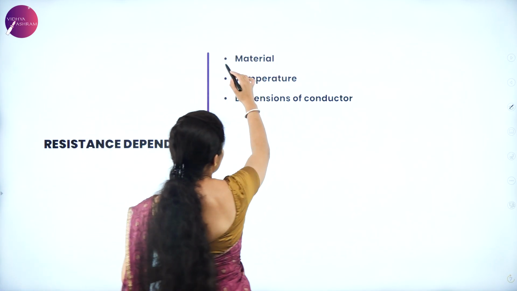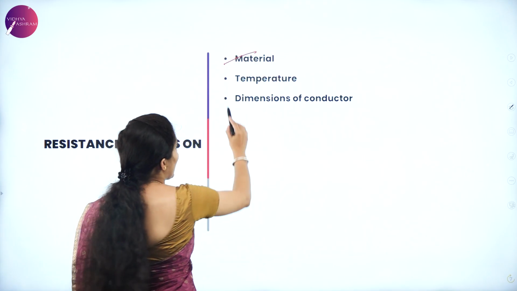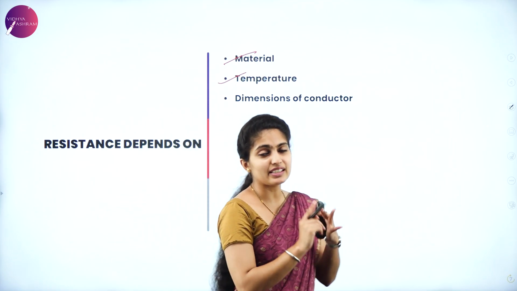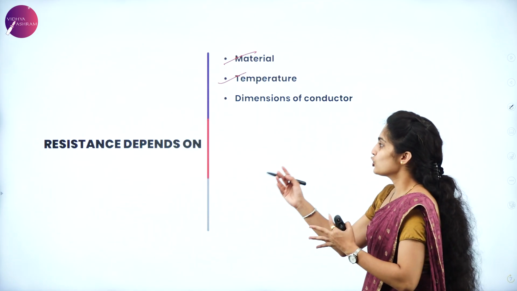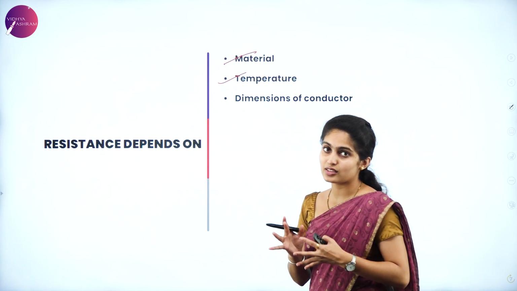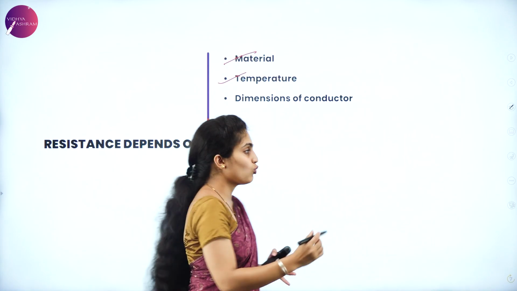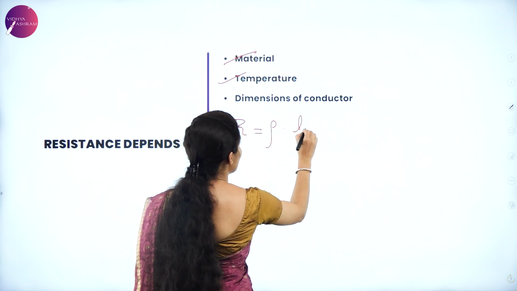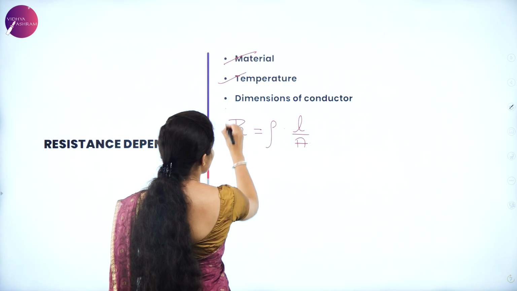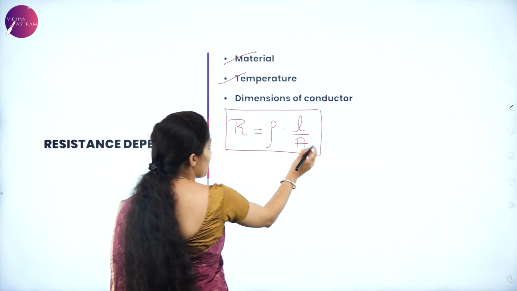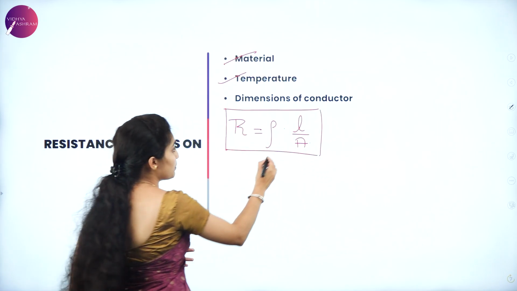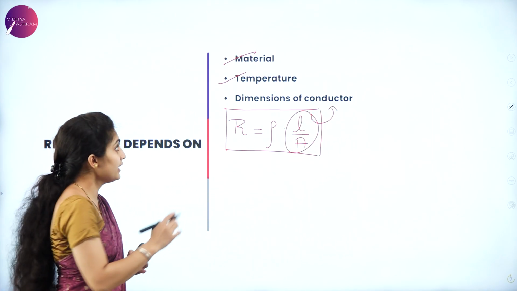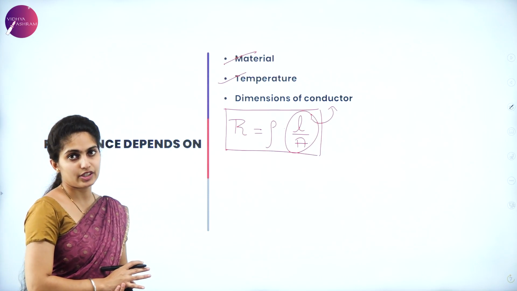It depends upon the material, which material we use, as well as the temperature. It is temperature dependent, material dependent, as well as dimension dependent. So resistance depends on these many things. The equation for resistance is R equals rho into L divided by A. By looking at this itself, we can say it depends on the dimensions, that is L by A. It depends on the material and temperature.